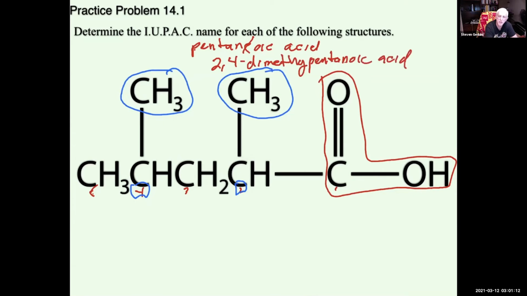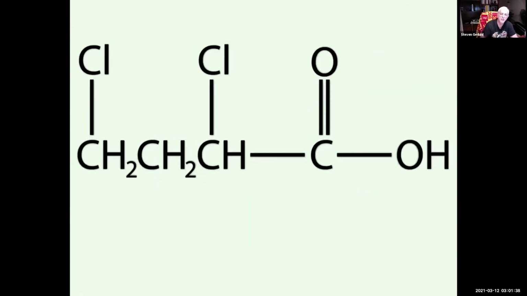Okay, so 2,4-dimethyl pentanoic acid. Okay. So you should have named most carboxylic acids by now. It's a straightforward naming system. Questions so far? Okay. All right, name this thing here. See, 11 people. Okay, perfect.